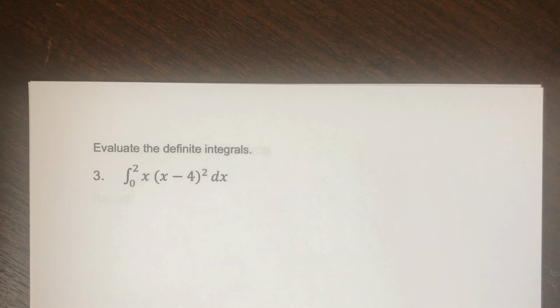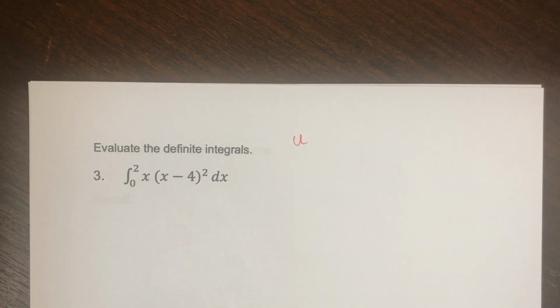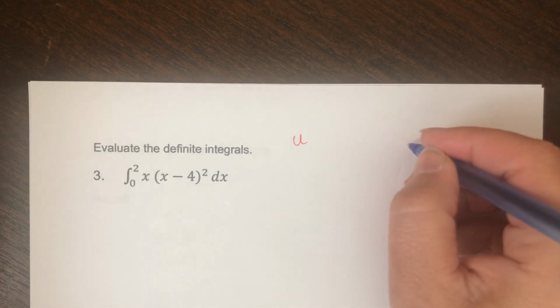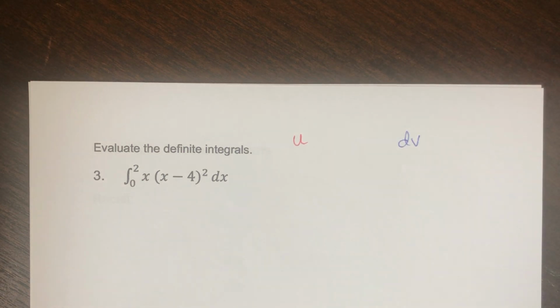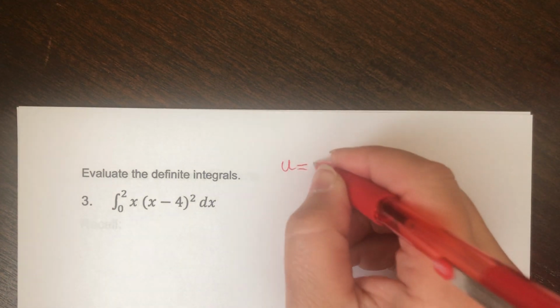Okay, so who should be U? I'm going to let you think about this for a minute. Who should be your U? And who should be your dV? And I'm going to tell you again, what you're trying to do is choose one of these parts, one of the factors that's hopefully going to disappear by taking its derivative. So sure enough, it's really easy to decide the U should be x.